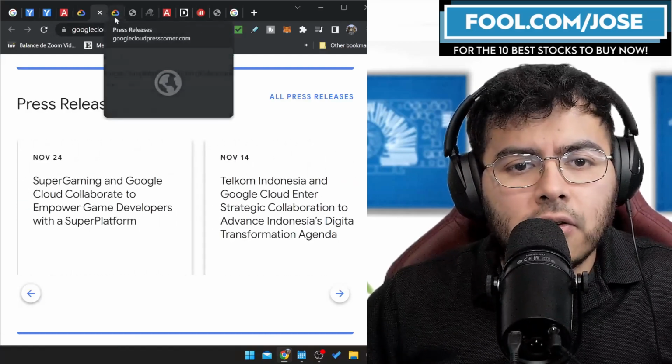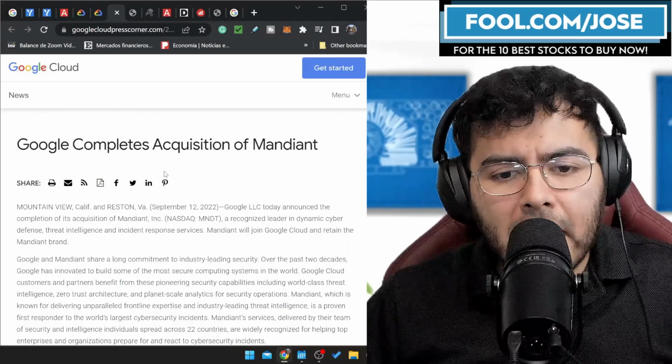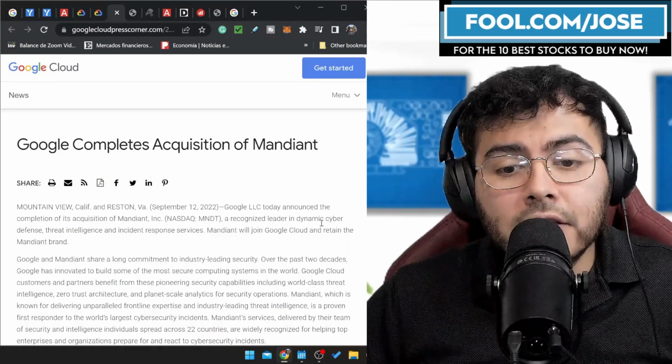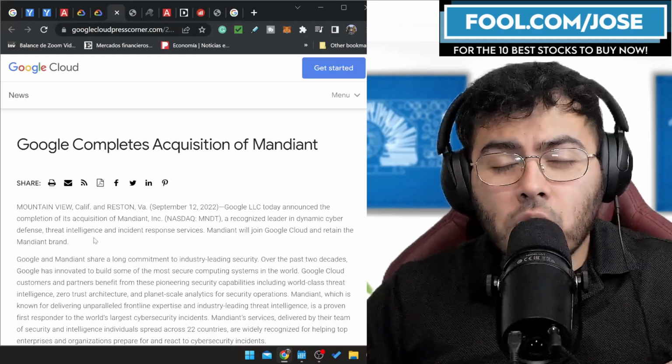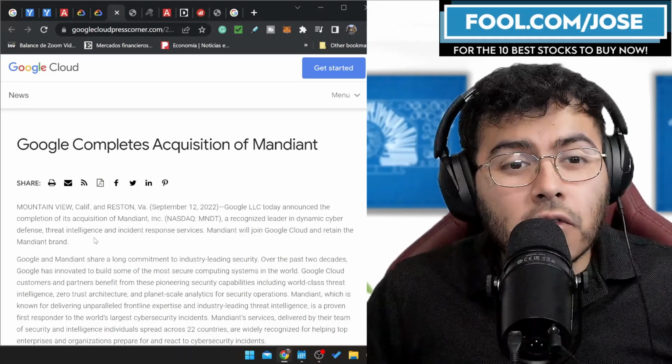Next, we also see that Google Cloud made an acquisition of Mandiant. Mandiant is a recognized leader in dynamic cyber defense. So we can see how Google Cloud is just increasing its overall solutions.